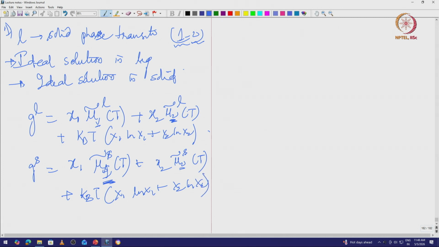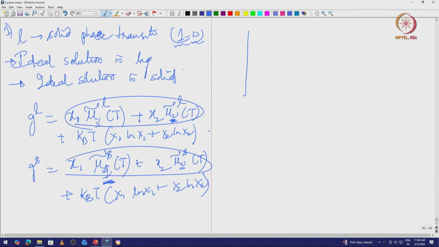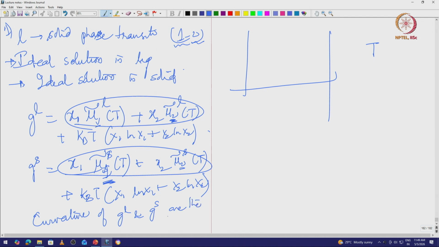Now, how do they look? If I do not have this term, both of them are the same. So, G of S and G of L are the same, but this term is going to add and subtract a bit. It is going to skew it a bit. They have the same curvature. So, the curvature of GL and GS are the same, which you can actually check. They may be tilted a bit, but they will have similar curvatures. That is important, and I will tell you why that is important.